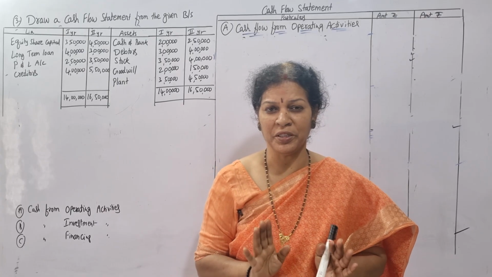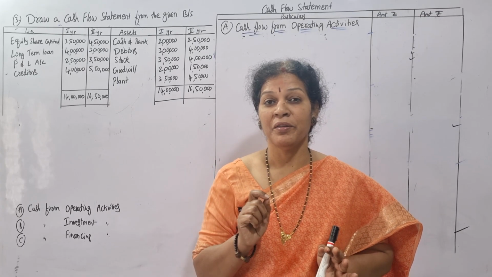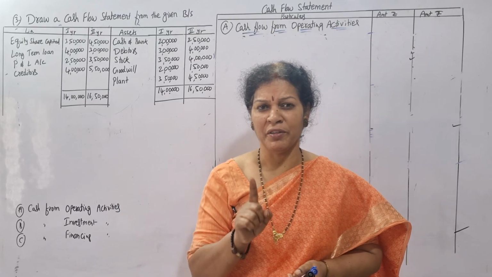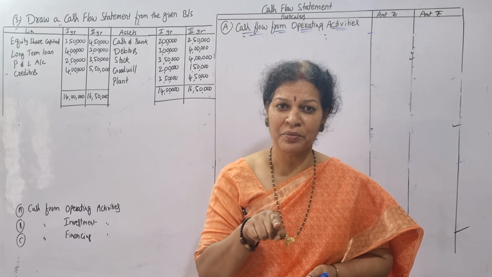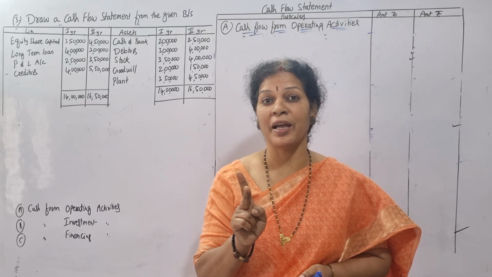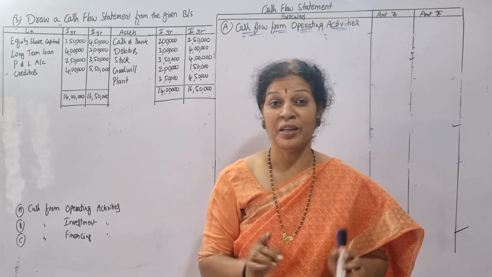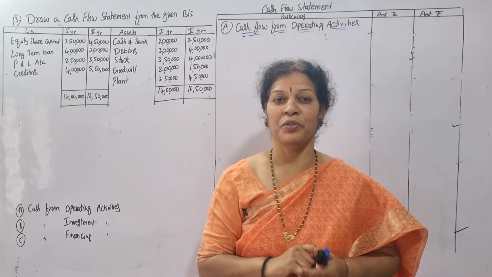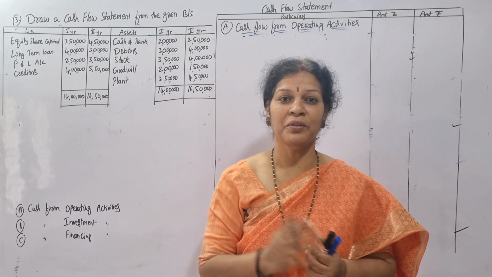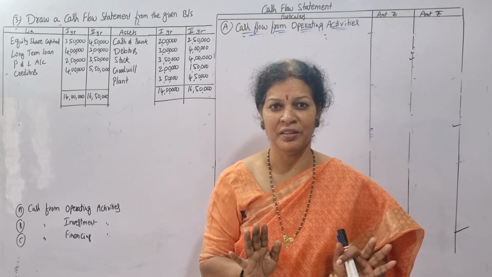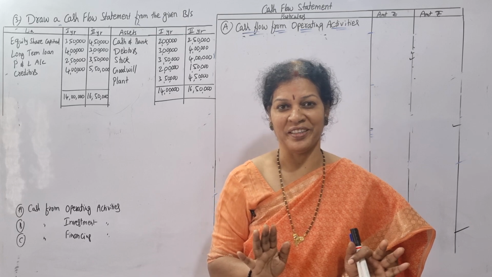Cash flow statement, one problem we are going to work out with adjusted profit and loss account. The previous problems, one problem with balance sheet we have done, another problem with cash book. Now today's problem, anyhow balance sheet is there, but we have to open the adjusted profit and loss account. Then after that we'll go for the preparation of cash flow statement. Very easy, need not worry, I'll explain it.